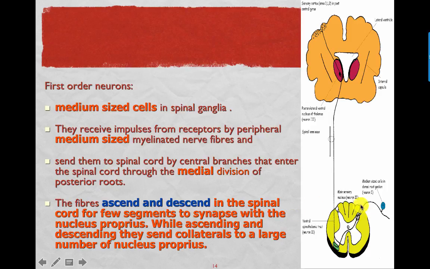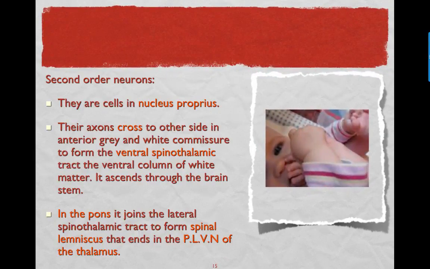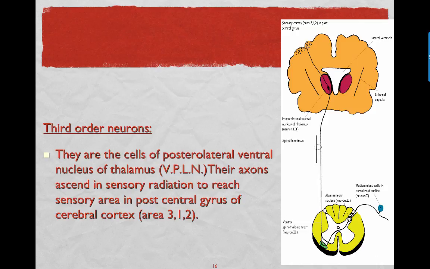And by that it gives, while ascending and descending, collaterals for the nucleus proprius. Then we have the second order neuron, which is the nucleus proprius or main sensory nucleus, again the letter M, the axons of which will cross to the other side in the white commissure and gray commissure to form the ventral spinothalamic tract in the ventral column, and ascends in the brainstem, where it joins in the middle level of the pons the lateral spinothalamic to form the spinal lemniscus, to end in the third order neuron, which is the ventral posterolateral nucleus of the thalamus.